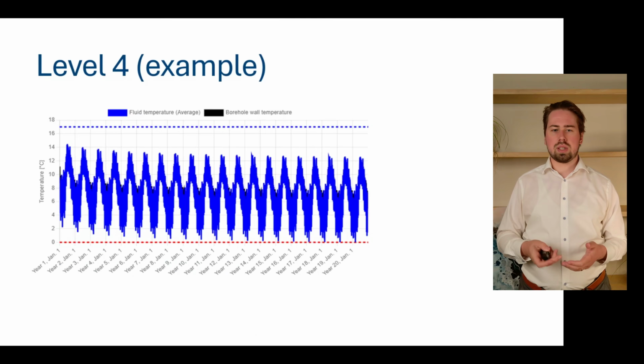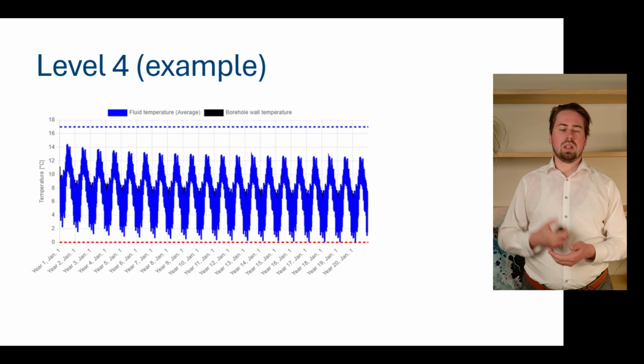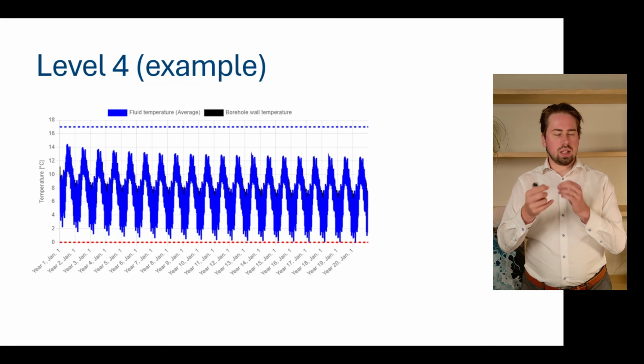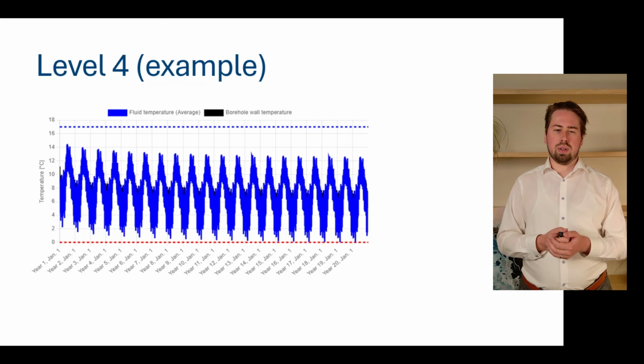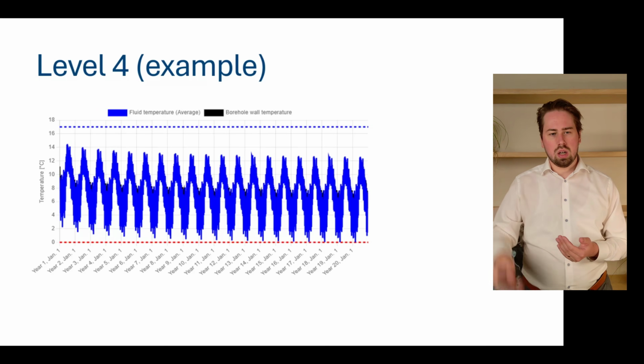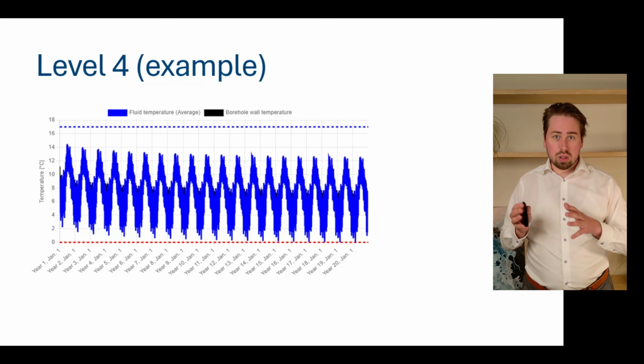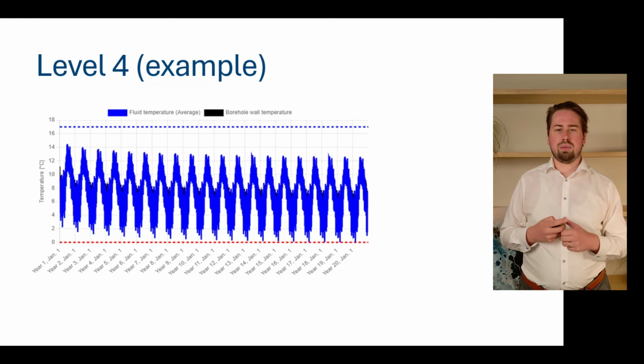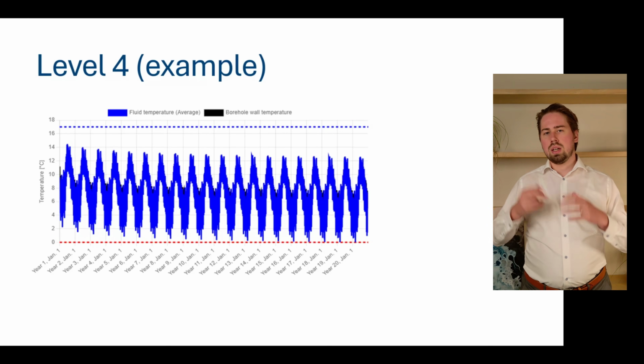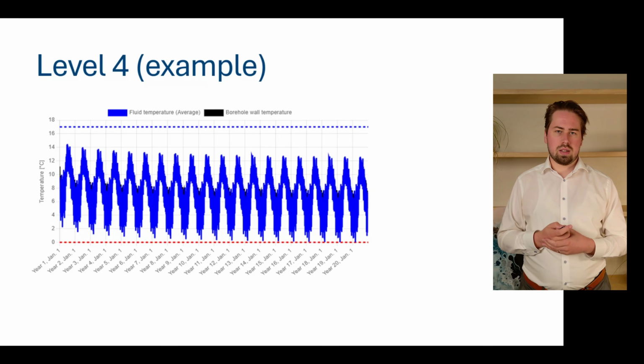And the level 4 sizing looks then something like this. You can zoom in on it if you really want to see the hourly variation, but basically there is now an hourly variation in your sizing. So these were the 4 levels, 5 if you include the rule of thumb, of different ways to design your bore fields.